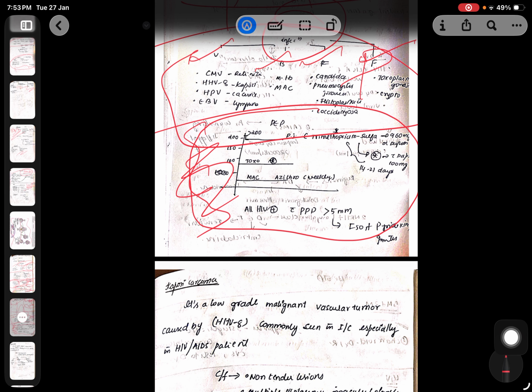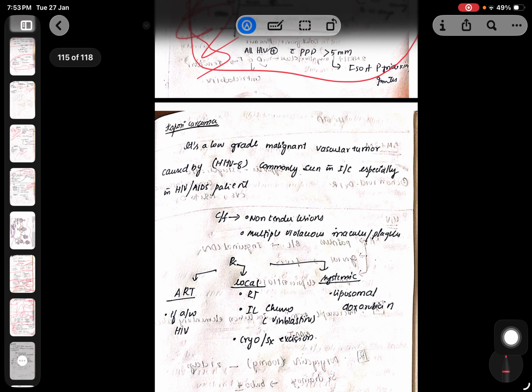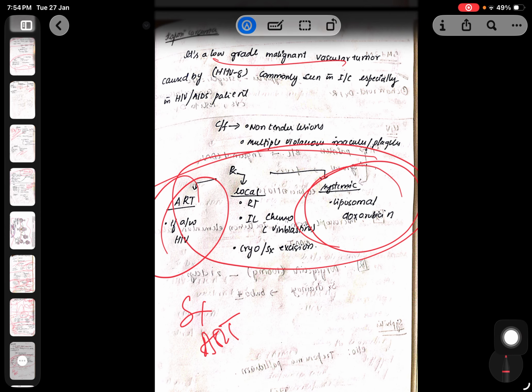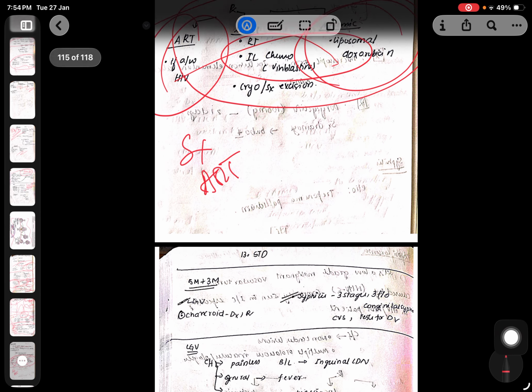And mentioning the CD4 count itself is important. Kaposi sarcoma, again, is a low-grade malignant tumor. The management part is important. While writing management, while writing treatment, make sure you write: aim to screen for HIV and treat, start with ART if HIV is present. Then, if it's systemic, you have to go with liposomal doxorubicin. If it's local, then you have to go with local application like intralesional chemo or surgical excision.